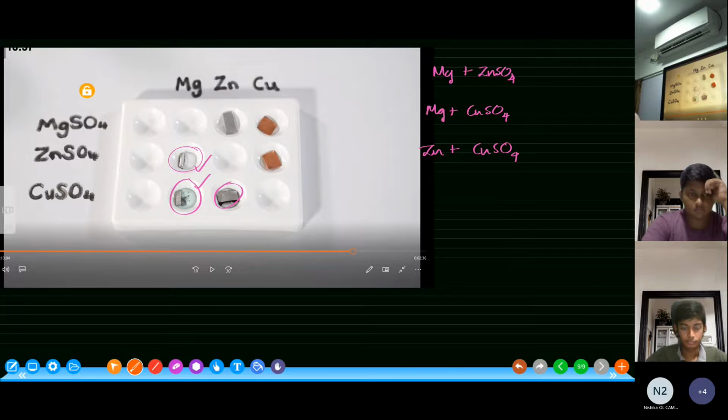So what is the possible reaction you can get? Magnesium and zinc sulfate, what's the possible reaction? Yeah, Nitila? Displace. Magnesium sulfate is produced. Right?